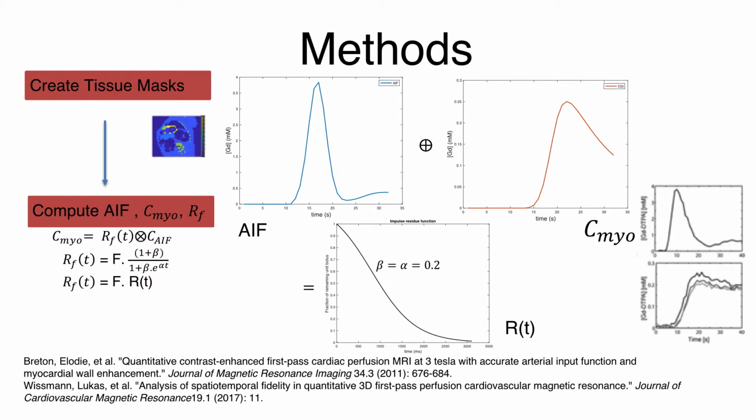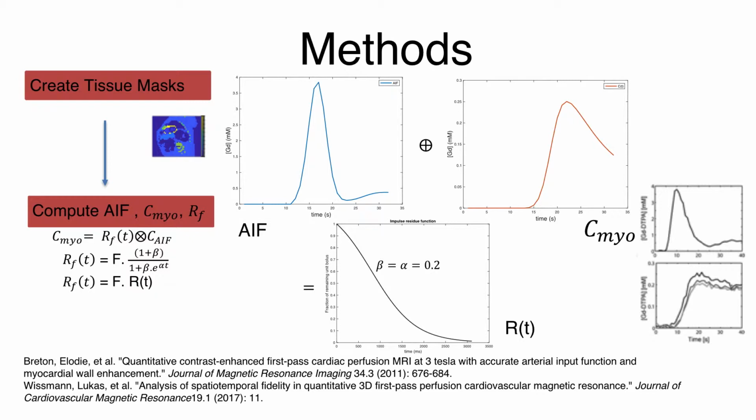AIF basically determines the contrast agent input to the myocardium. So this is the input to the heart muscle, and this is the output of the heart muscle, and we want to know what the response of the heart muscle was. So we deconvolve this AIF with C of myocardium, and we get the response of the heart muscle. The response of the heart muscle means what fraction of the unit bolus remains after time t. So how much it contained and how the flow was, right?